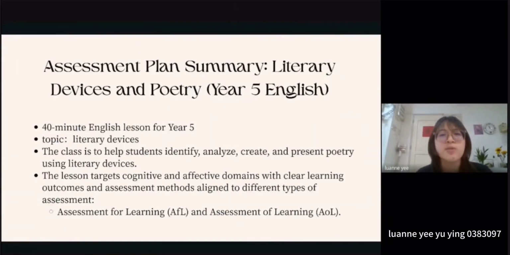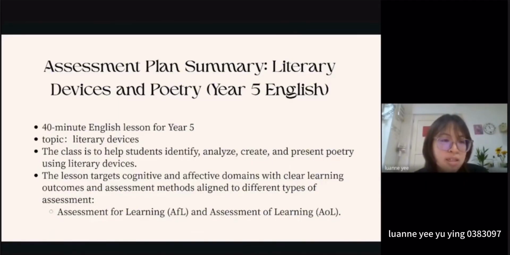So our assessment plan summary is literary devices and poetry for Year 5 English. This is a 40-minute English lesson for Year 5 that focuses on the topic of literary devices in poetry. The class is designed to help students identify, analyze, create, and present poetry using various literary devices. The lesson targets cognitive and affective domains with clear learning outcomes and assessment methods aligned to different types of assessment.